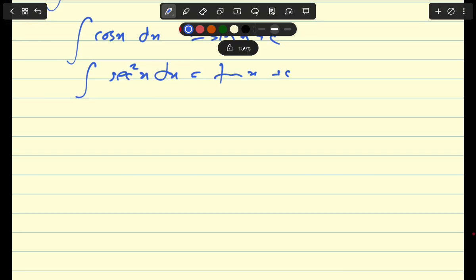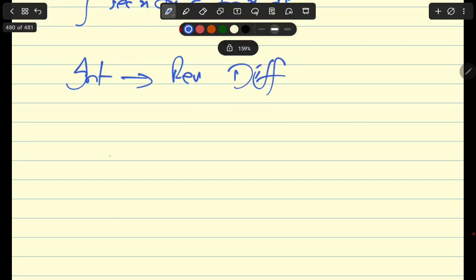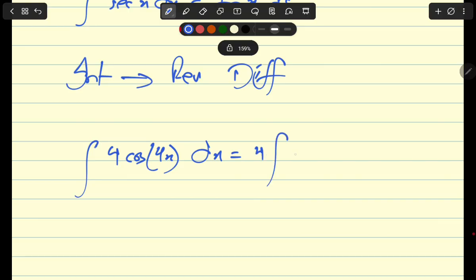Now don't learn 3 formulas, learn 1 sentence: differentiate backwards. Integration, especially in trigonometry, is just reversal of differentiation. Everything follows naturally after that. Now if you have to integrate 4 cos 4x dx, first of all, take the constant out, and the constant of the function is 4. So you take 4 out, and there's cos 4x dx.